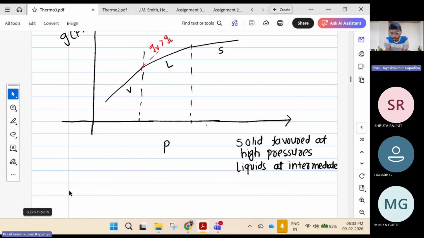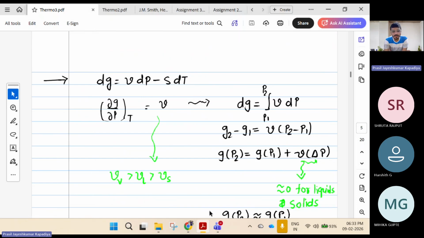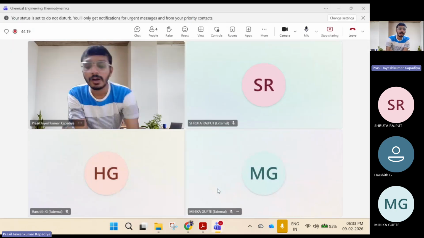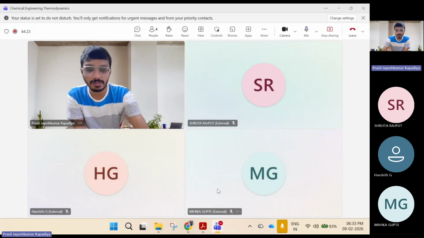Okay, so you know this CO2, CH4, all those gases, they are in vapor phase at room temperature. So gases are favored at low pressure, very low pressure, liquids at intermediate pressures, and solids at very high pressures. Okay, so I hope this is clear. So we had a look at how Gibbs free energy varies with temperature and how Gibbs free energy varies with pressure.